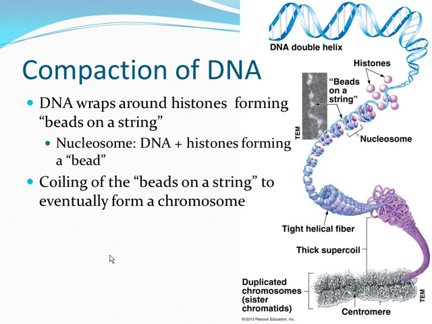Say that one more time. Chromatin is a loose form of DNA. Chromatid is part of a chromosome. There's 2 sister chromatids to make up a chromosome. And chromosome is the condensed form of DNA.